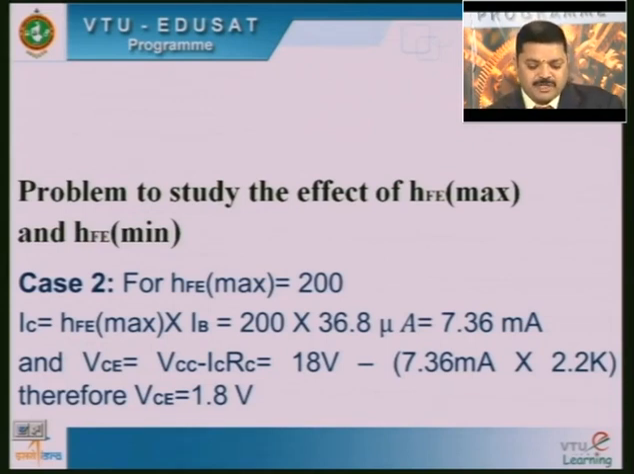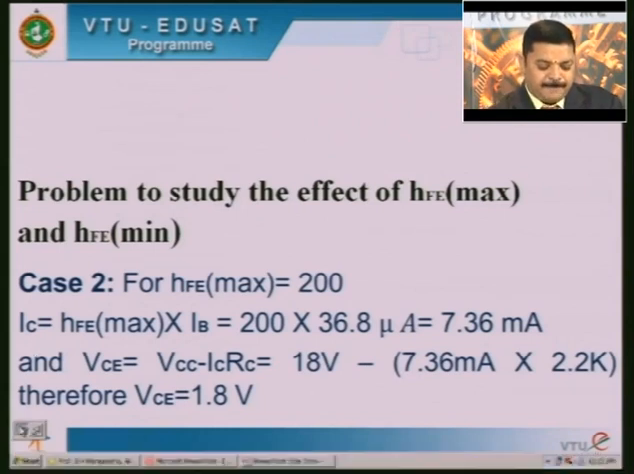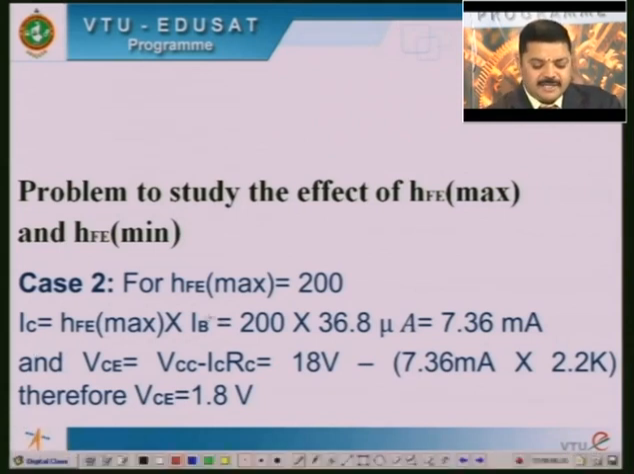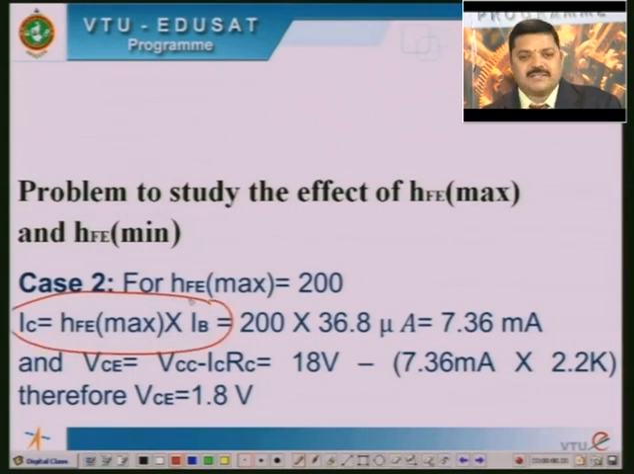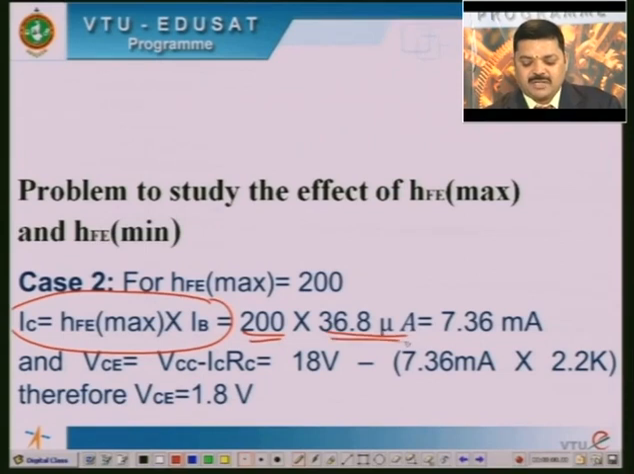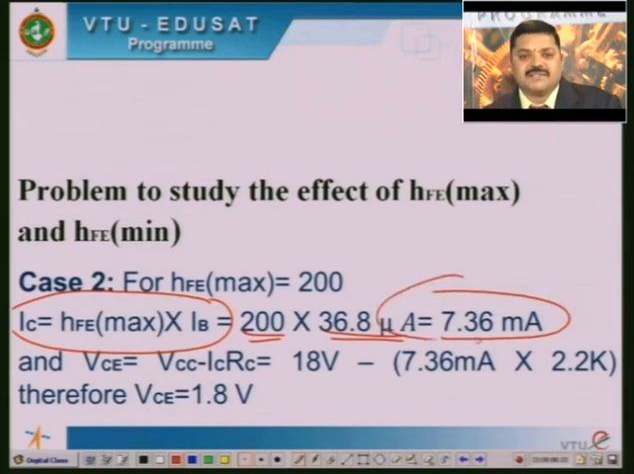So, case 2, for HFE max equal to 200, what is the value of IC? IC is given by HFE max into IB. HFE max is 200 and IB we found already, it is 36.8 microamps. Therefore, the value of IC will be 7.36 milliamps in this case. All of you should find these values and check using a calculator.